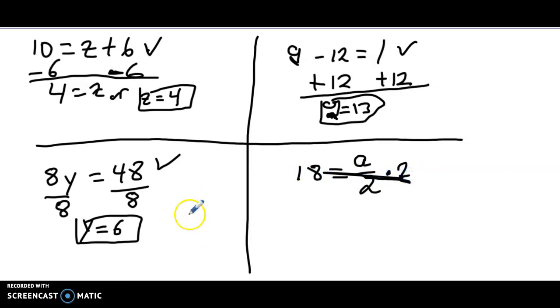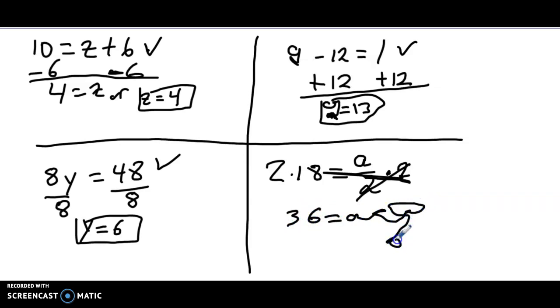Oh my goodness. Times 2, times 2. There we go. Sorry about that. So this gives me 2 times 18 is 36 equals a, or a equals 36.